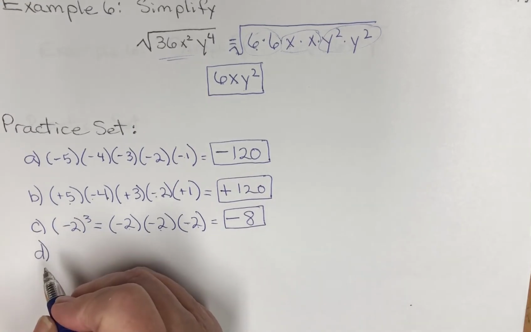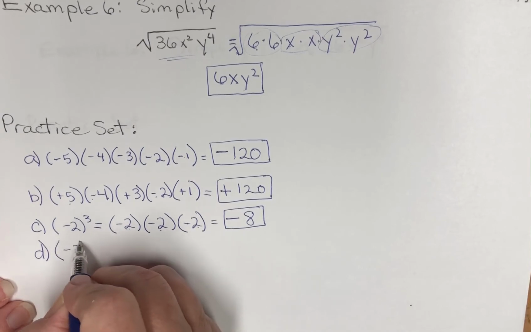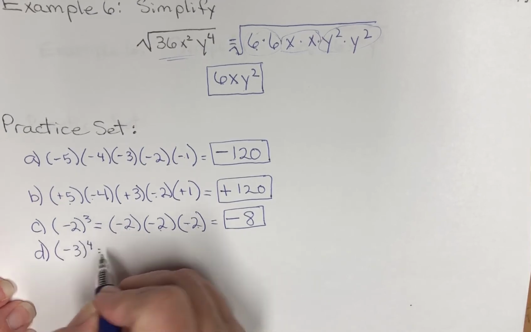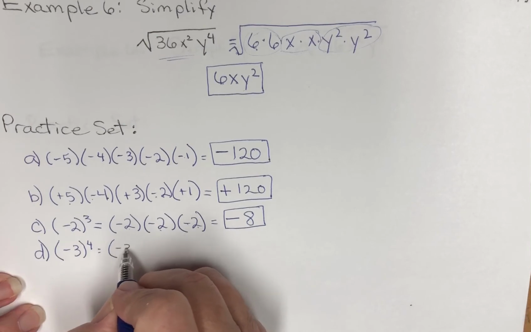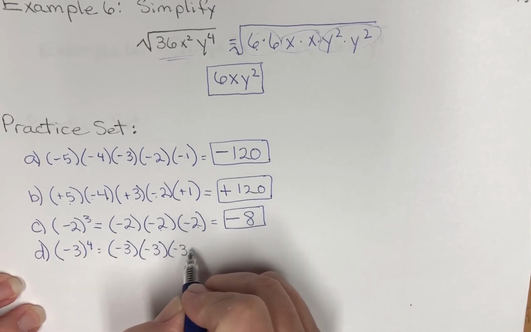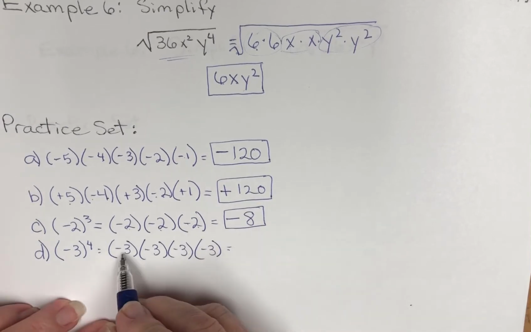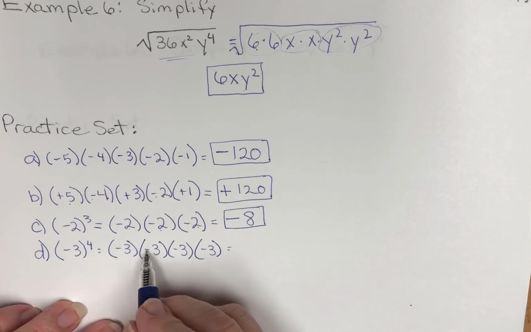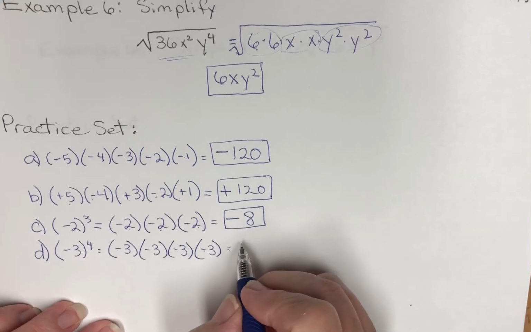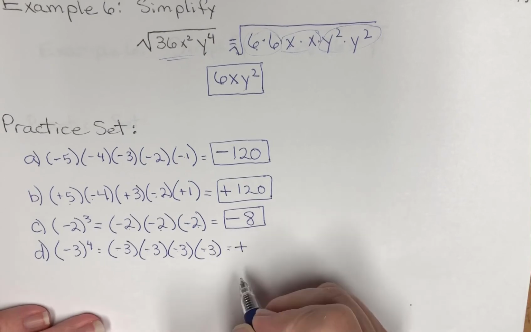Let's look at D. -3 to the fourth power. So that means -3 times -3 times -3 times -3. So I'm counting up my negative signs. 1, 2, 3, 4. That is an even number. So that tells me my answer is going to be positive.